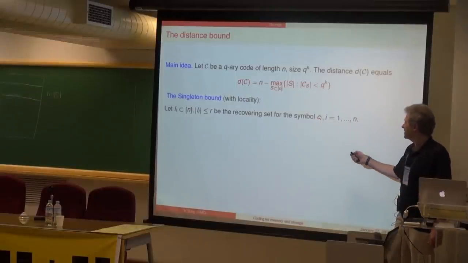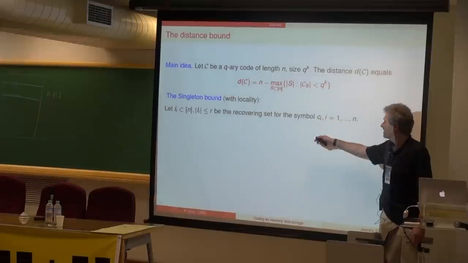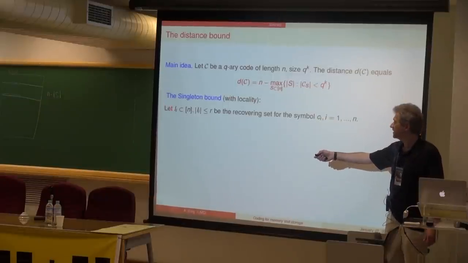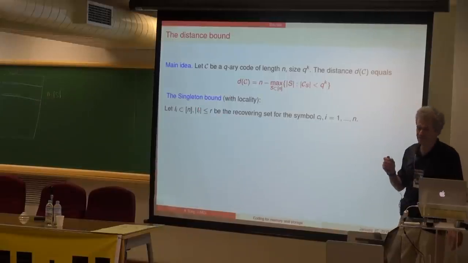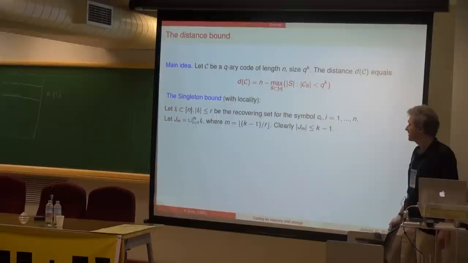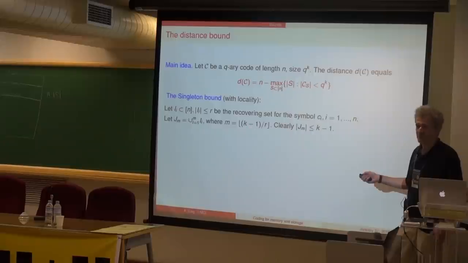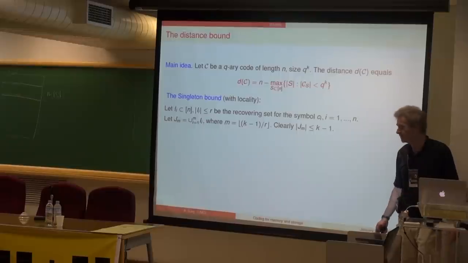Let us take the coordinate i, and let I subscript i, of size r or less, be the recovering set for that coordinate. Now, take that many coordinates, k minus 1 divided by r, and take the union of the recovering sets. It doesn't matter which coordinates, let us say from 1 to m. So J_m is the union of the recovering sets, and by the choice of m, the cardinality of J_m is at most k minus 1.